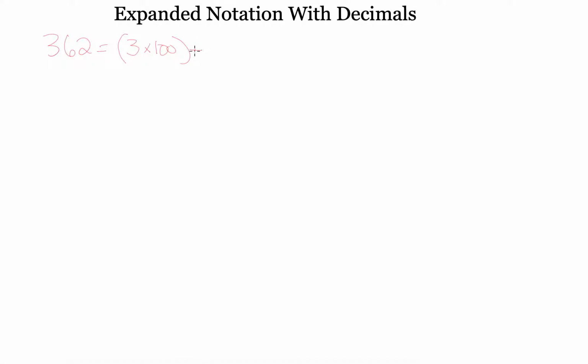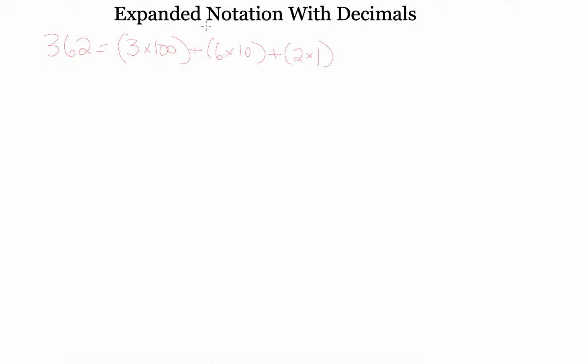So let's see what comes next. After the 3, we've got this 6. So we say we have 6. But the 6 represents 60 because it's in the tens place. So it's really 6 times 10. And to finish this out, we've got a 2 in the ones place. So we're going to say 2 times 1. So if you were to do this multiplication in addition, you would get the number 362.